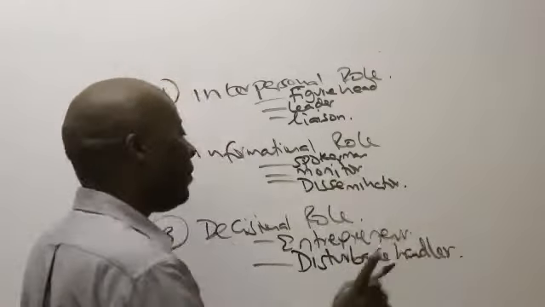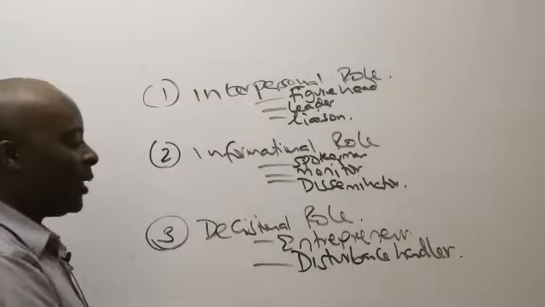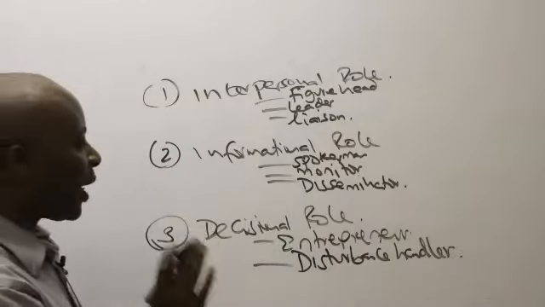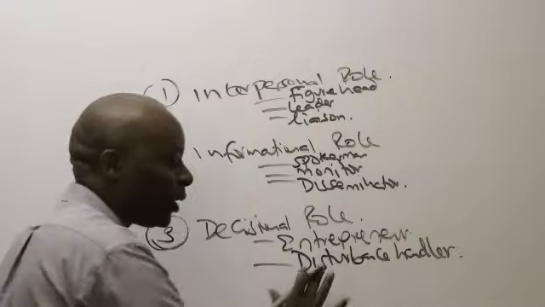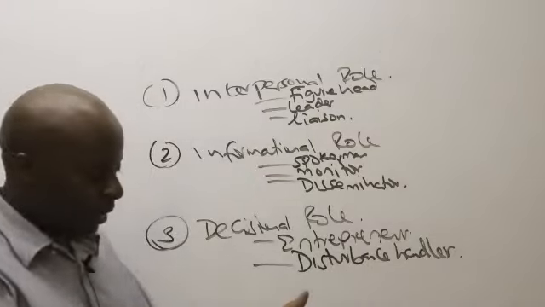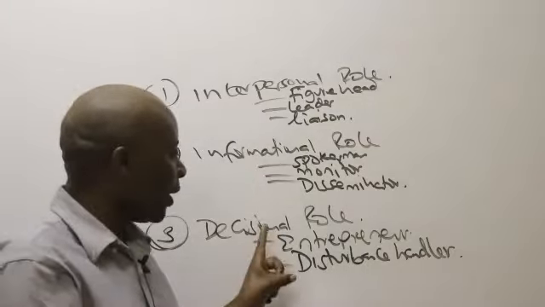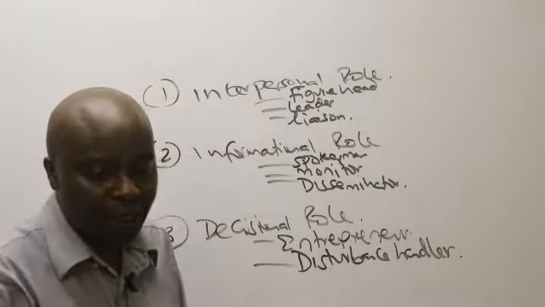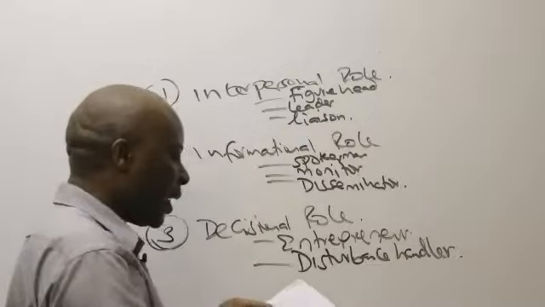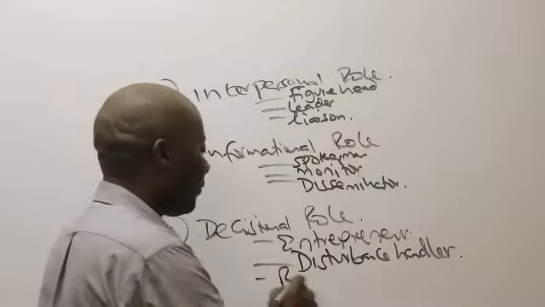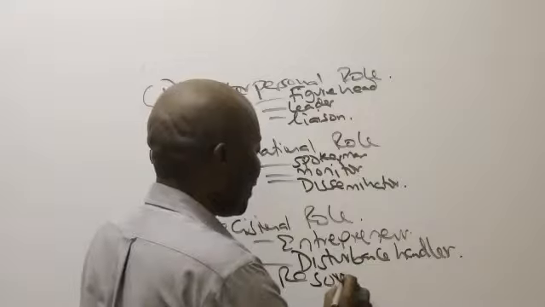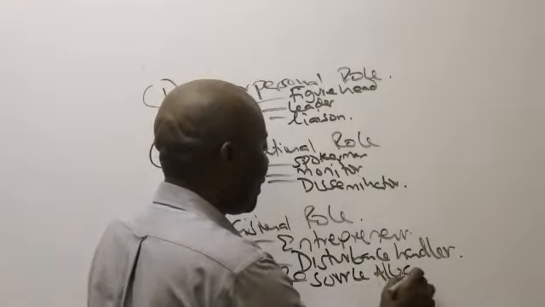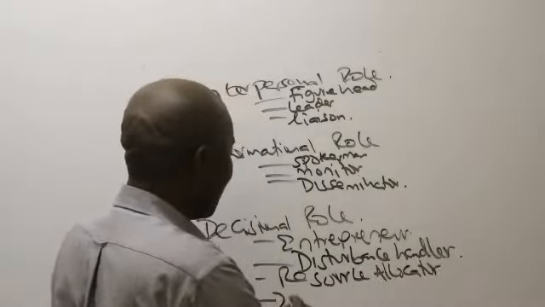Like if you are Kenya Army, for example, and you are the chief commander, when we have external aggression, you need to know how to handle disturbance. Very, very important. Then you really need to know how to make decisions. Yes, we have resource allocator. Resource allocator. And then lastly, you must be a negotiator.